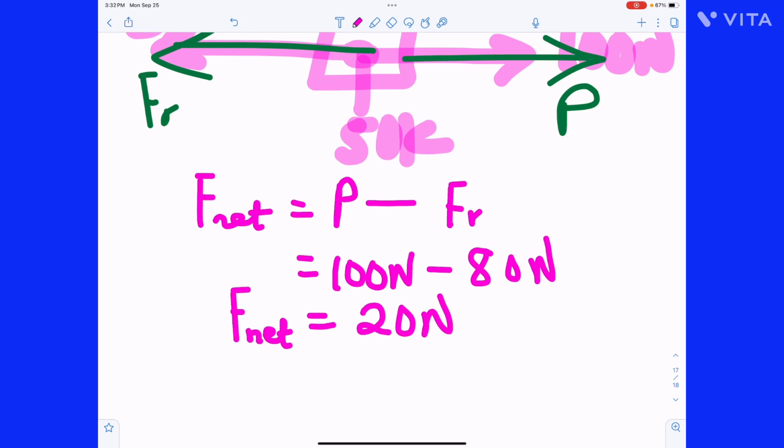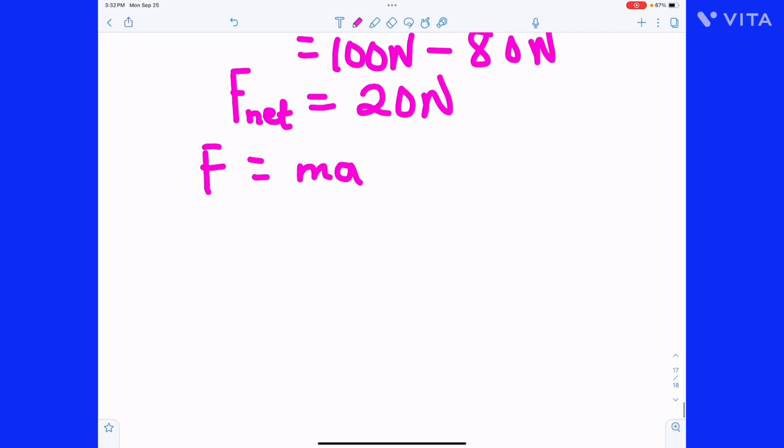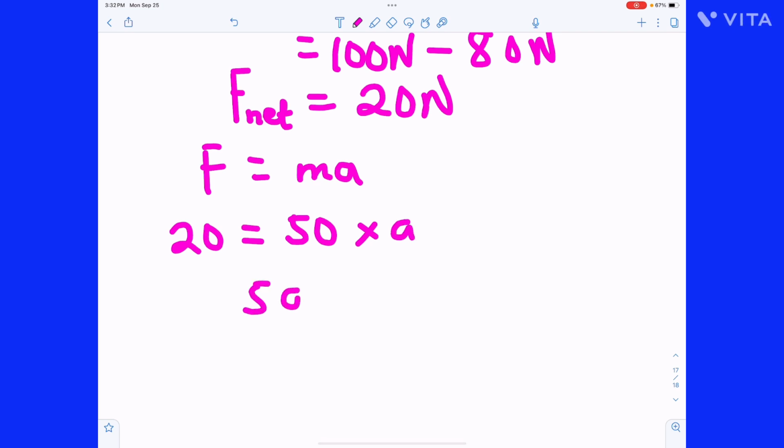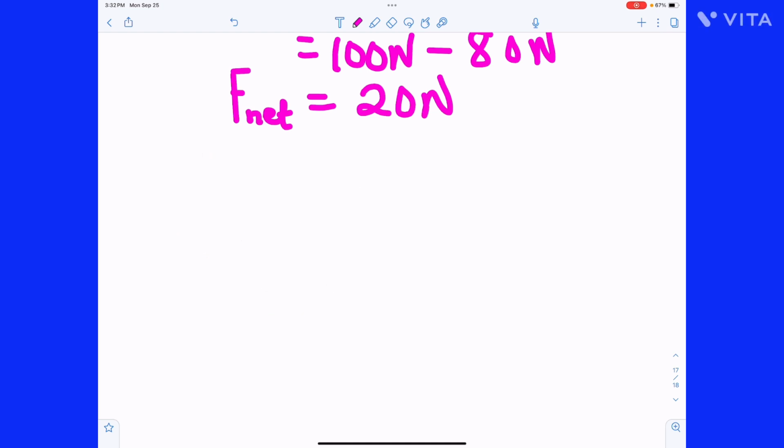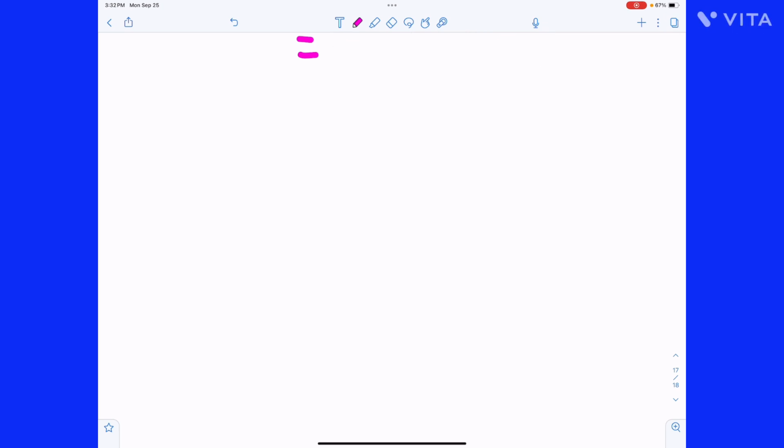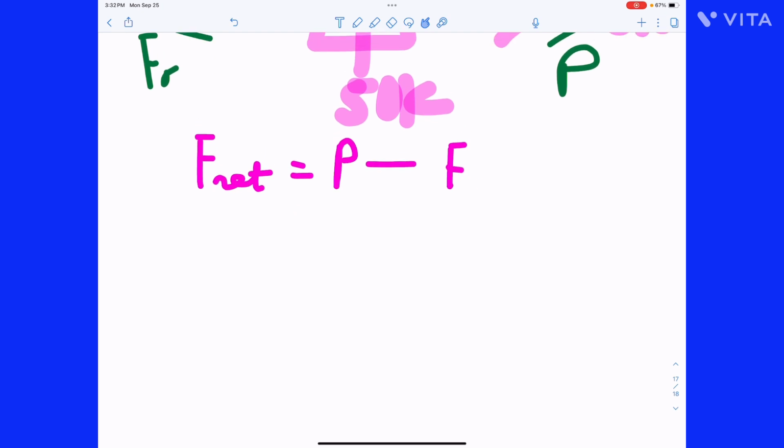If I now want to find the acceleration, I just use F is equal to MA. In F is equal to MA, the net force is 20 Newton, the mass is 50 kg, and the acceleration is A. So 50A is 20. My A will be 20 over 50, and I get my answer. Can you see that? That's how we find the acceleration of an object when the force applied on it overcomes friction and it gets an acceleration with which it starts moving. Are you getting what I'm saying?